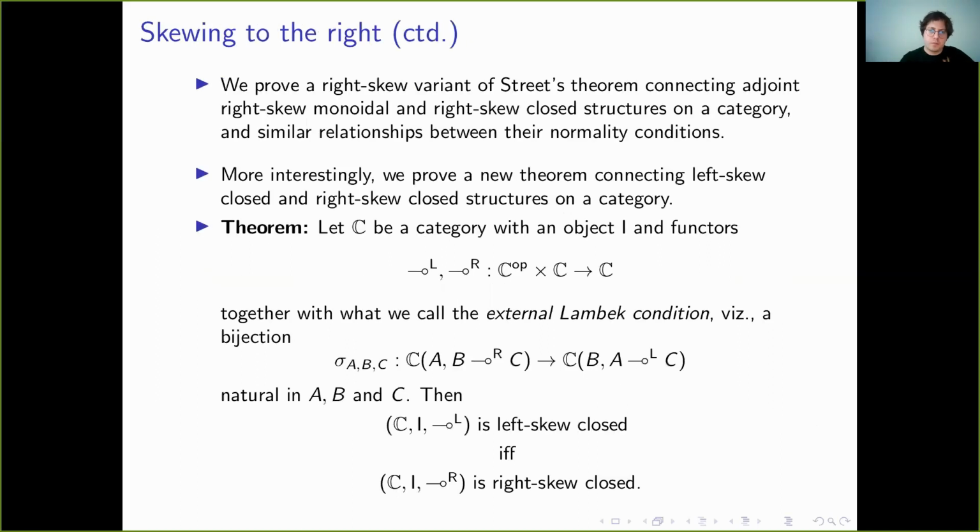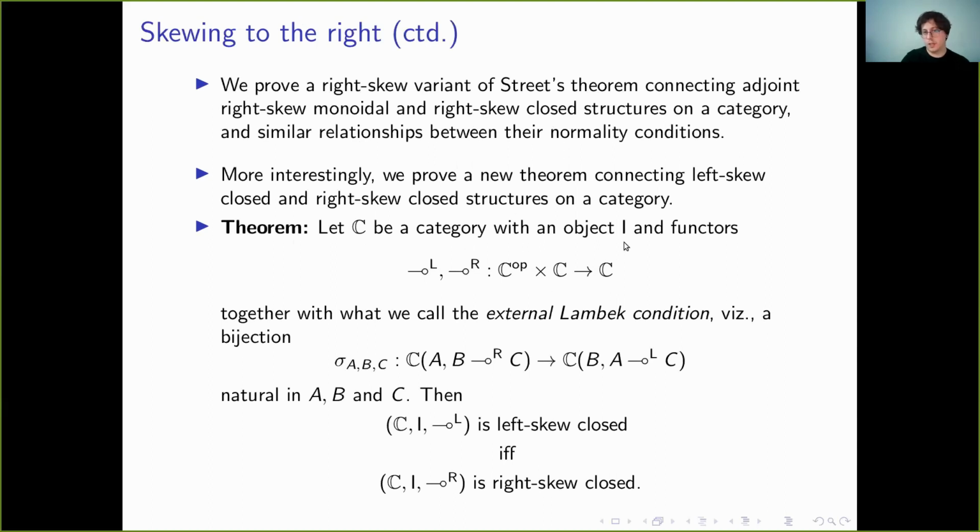And well, again, we also proved a theorem that is like a right-skew variant of Street's theorem, that now you can connect adjoint right-skew monoidal and right-skew closed structures on a category. And also there are some similar relationships between the normality conditions. But more interestingly, we can prove a new theorem that now connects left-skew closed and right-skew closed structures on a category. So it goes as follows.